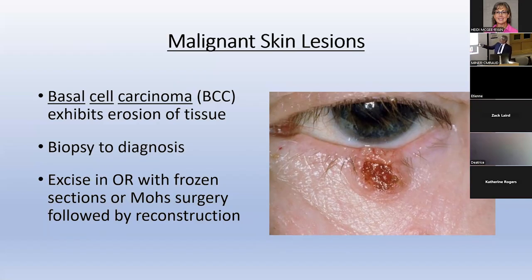And they often grow into the lid margin where they destroy the eyelashes. If you see a lesion that looks similar to this, but all the eyelashes are intact, I'd be a little bit less suspicious of basal cell, but you never know. Anyway, the biopsy is done to make the diagnosis, and these are best excised in the operating room, either with frozen section control, or if you work with a Mohs surgeon, they're taking it out layer by layer, and then secondary reconstruction the next day.